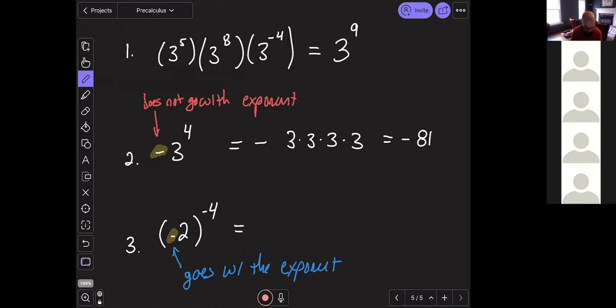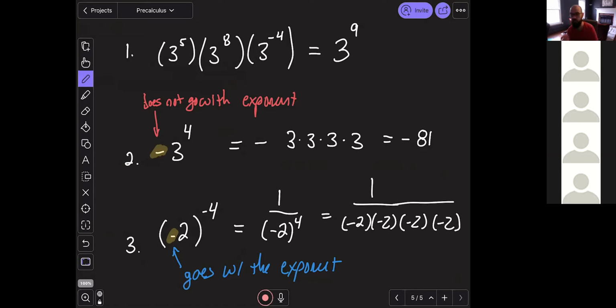The -2 to the 4th power, we could rewrite as 1 over -2 to the 4th. So what we would have is 1 over, and then 4 copies of this -2 appearing in our denominator. If the negative is in parentheses, that means it goes along with the exponent. If it's not in parentheses, then it does not go along with our exponent. And so then what we should have over here is 1 over 16.